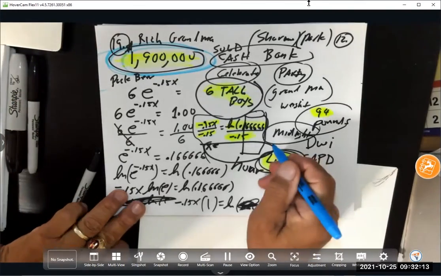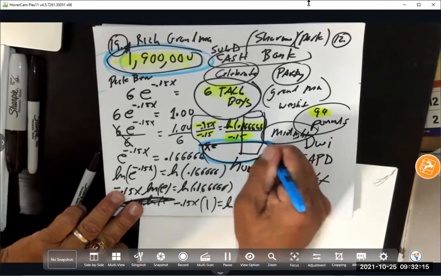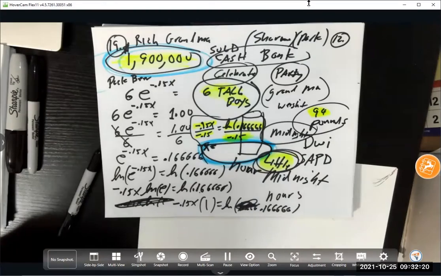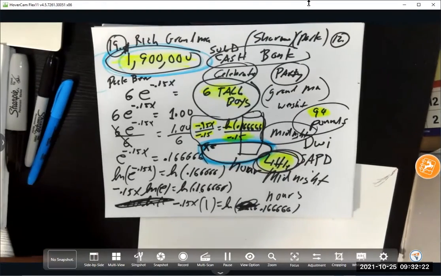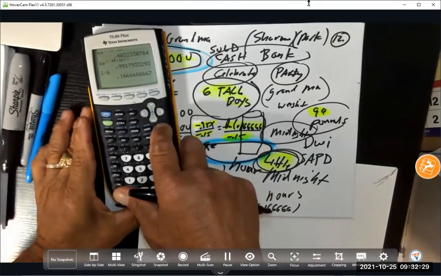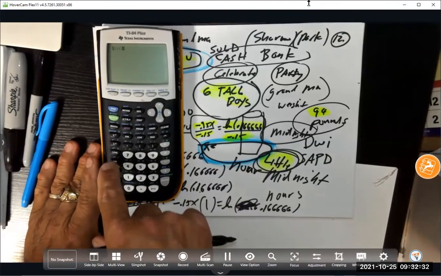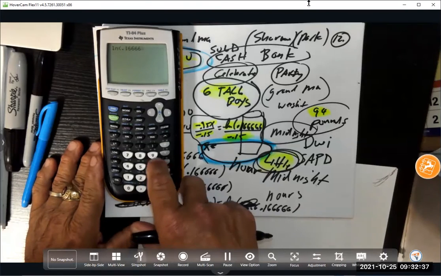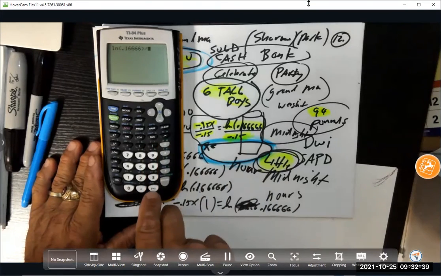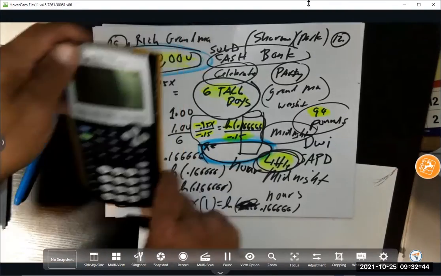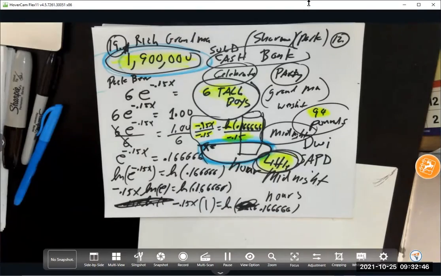How many hours are going to have to go by before grandma has only 1 beer in her body? This is the number in the blue. What do you think? How many hours after midnight? Calculator. I'll do my machine. Ready? ln 0.1666. Is that right? Divided by the little minus sign 0.15. All right, ready? You tell me what you get.